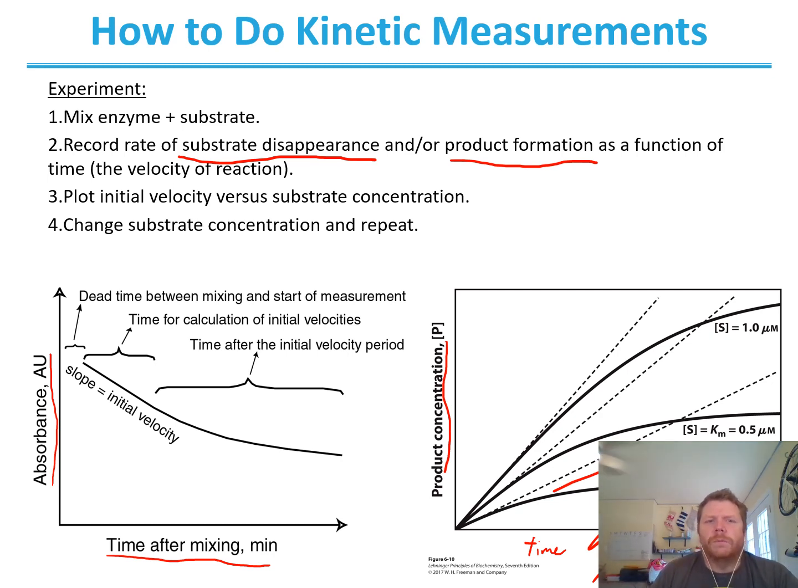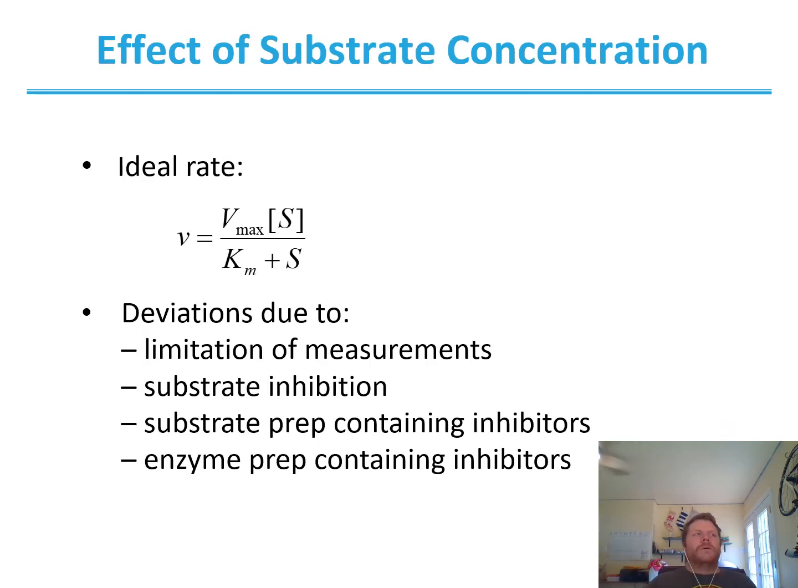Now, what you are then going to do is change the substrate concentration and repeat that process. So this graph that I'm labeling B right here shows me substrate equal to 0.2 micromolar, 0.5 millimolar, which happens to be your Km, and substrate concentration equal to 1 micromolar. So the key with that is to be varying your concentration of your substrate.